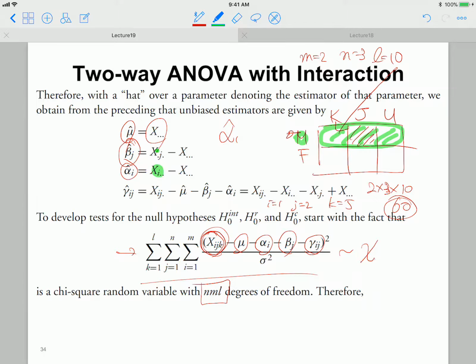xi, in this case x1 dot dot. Minus what? The global mean, because we are considering the difference from the true mean. It's quite easy, right? Similarly, we can obtain the estimate of this beta hat. And then what about this interaction term?